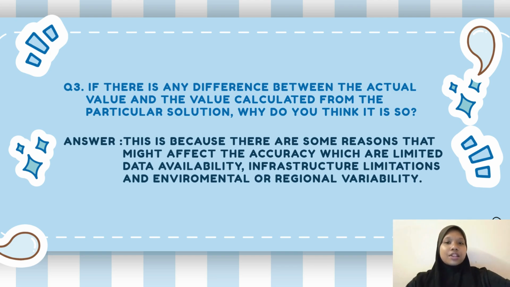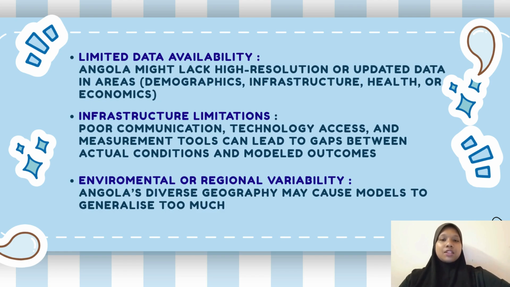So question 3, if there is any difference between the actual value and the value calculated from the particular solution, why do you think it is so? I think there are some reasons that might affect the accuracy, which are limited data availability, infrastructure limitations, and environmental or regional variability. For limited data availability, Angola might lack high resolution or updated data in areas such as demographics, infrastructure, health, or economics.